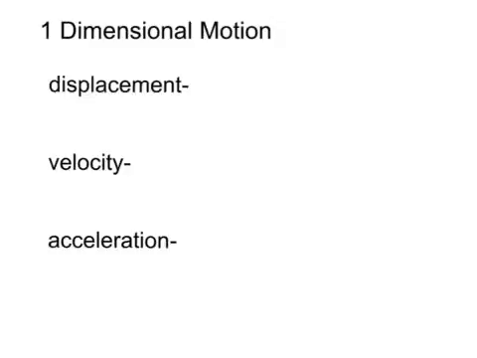One-dimensional motion. Basically, displacement is distance with a direction because it's a vector quantity. Displacement is just d. Velocity is displacement over time, d over t. It's also a vector quantity, so it also has direction. Acceleration is the rate of change of velocity, so velocity over time.